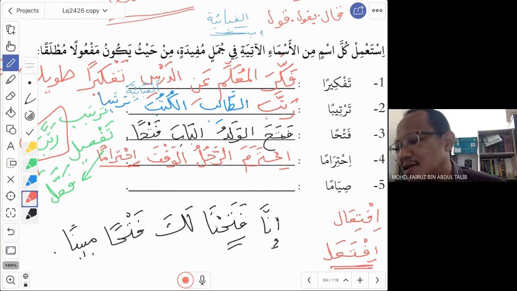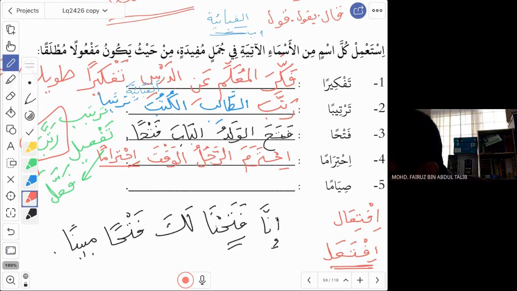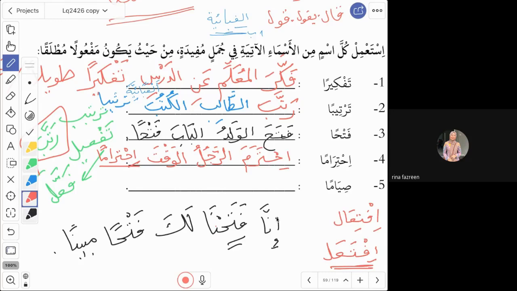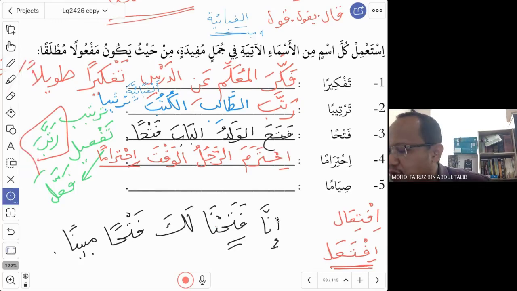Ustaz, number 4. The number 4, its wazan is iftial. Again, number 4. Is the wazan if'ilal? Iftial. Betul. This is the wazan for number 4.